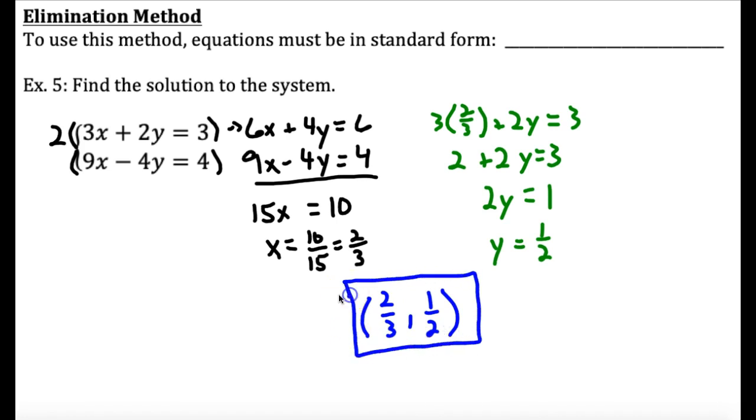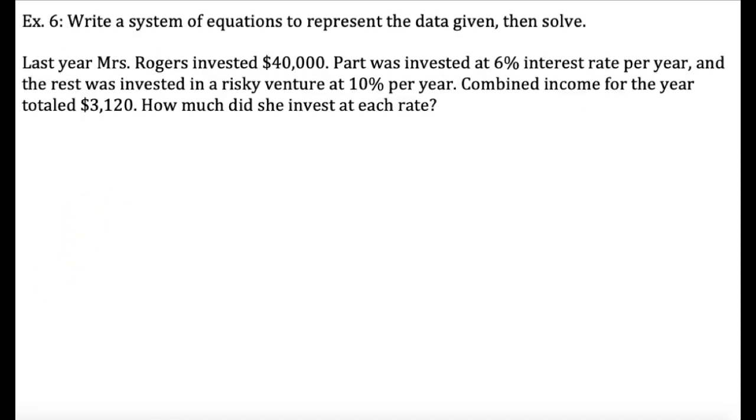All right, so graphing these two lines, it may be difficult to actually tell that this is the point of intersection, right? So solving using this method is probably the best way to accurately find an answer like this. Now, our last example here is a word problem. We want to write a system of equations to represent the data given and then solve and answer the question.